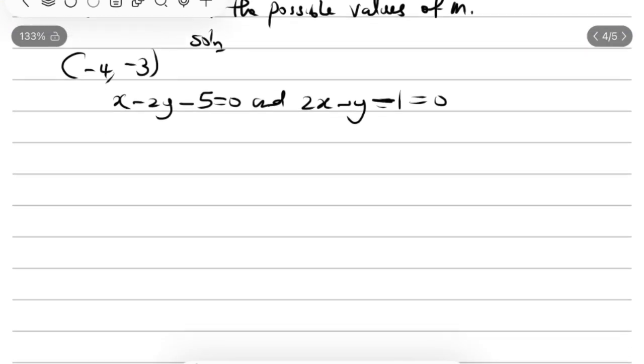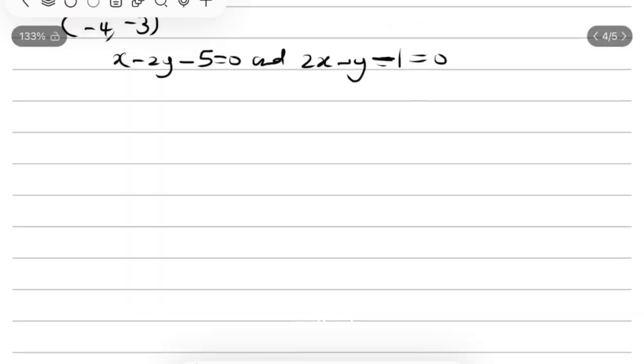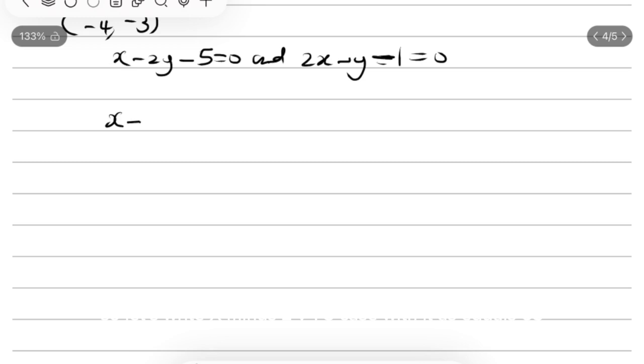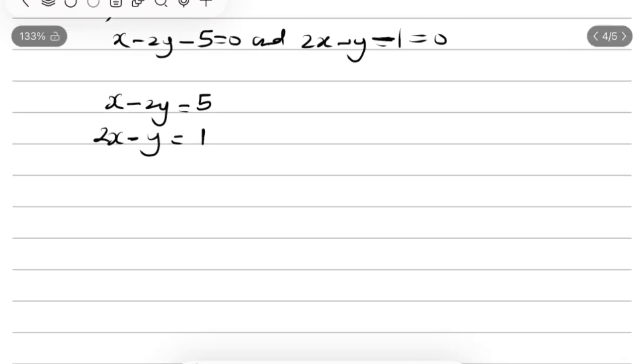So now let's first of all solve this line and find the point of intersection between them. We can solve that using simultaneous solution, the elimination method. So let's write x minus 2y equals 5, when 5 gets to the other side, it becomes positive 5. Then 2x minus y equals 1 minus 1 gets to the other side, becomes positive 1, 2.